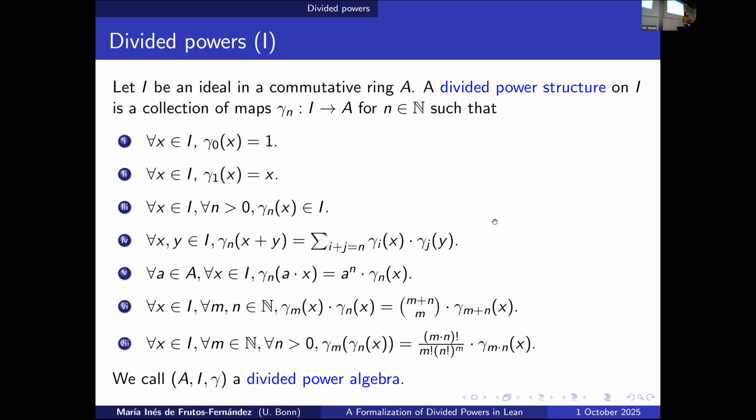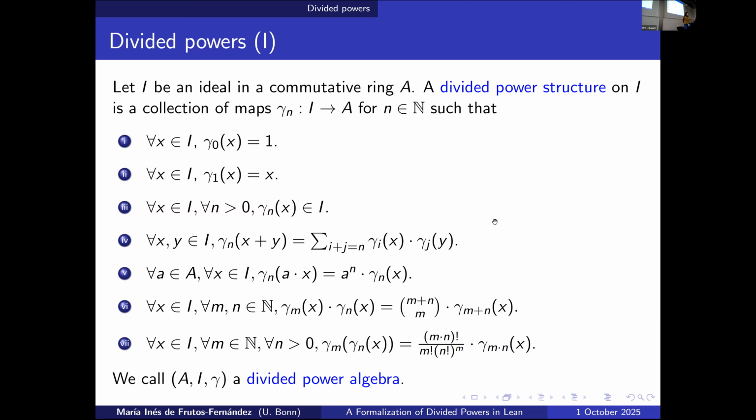The way that these properties are derived is just by looking at the properties of the family x to the n over n factorial and then abstracting them. So for example, x to the 0 over 0 factorial is equal to 1. So in the first condition, we ask that gamma 0 of x is equal to 1. Similarly, x to the 1 over 1 factorial is equal to x. So we ask gamma 1 of x is equal to x.